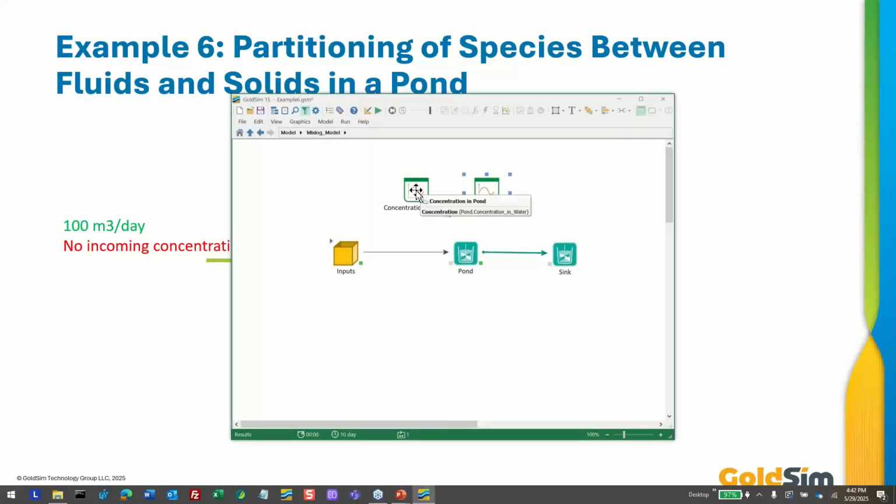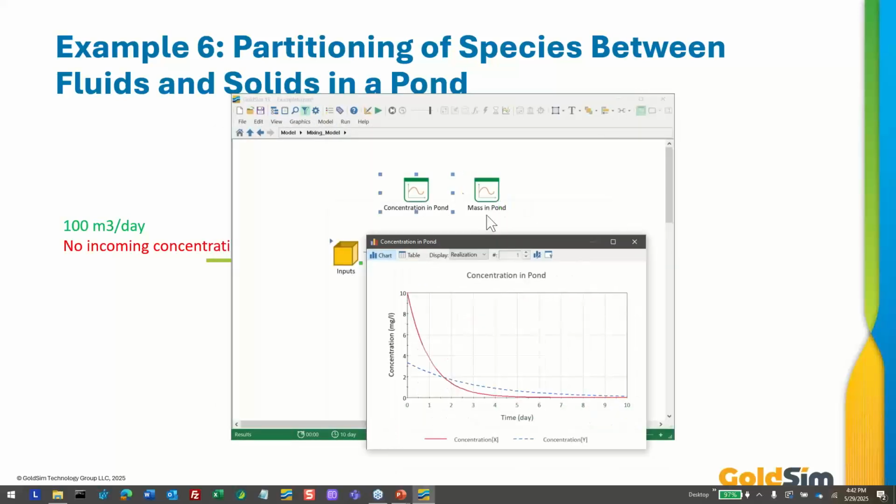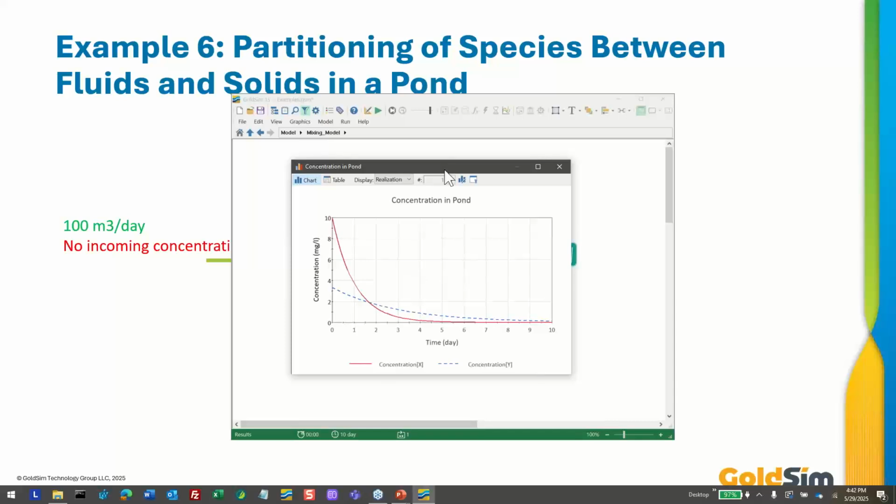And we can see that if we look at the concentration in the pond itself. This is the concentration of water in the pond. And you can see that the concentration in water for Y is not 10 like it is for X. It's a smaller number because some of the mass is partitioned onto the solid. And therefore, remember that what's leaving is Q times C, Q times concentration, and the concentration is higher for X, so therefore it flushes quicker.